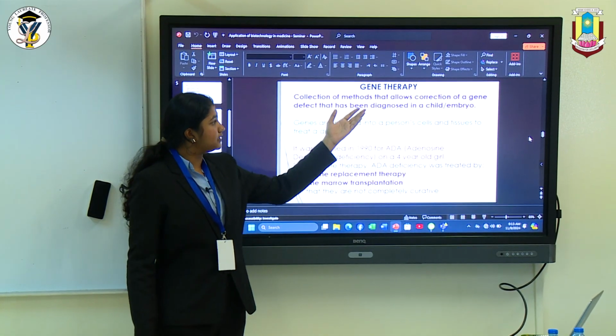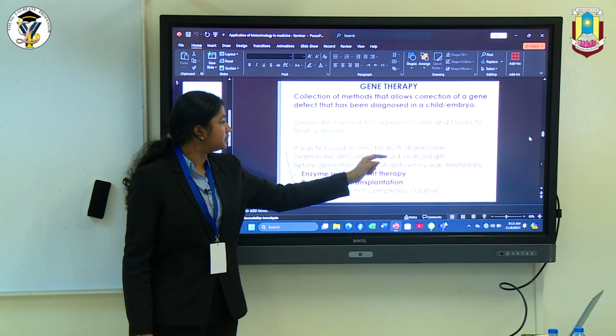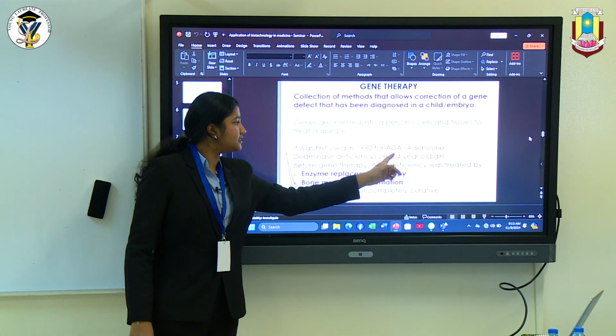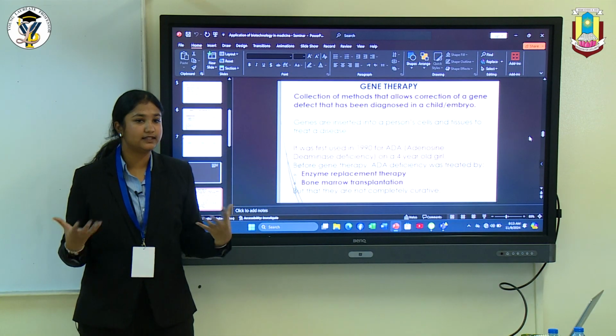Gene therapy's first clinical trial was in 1990 on a 4-year-old girl who suffered from ADA deficiency. ADA stands for adenosine deaminase. So why do we need this ADA?